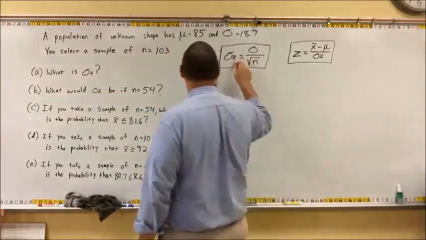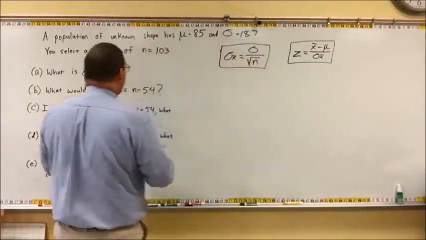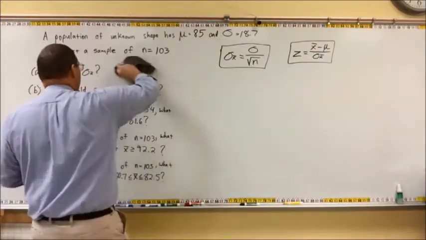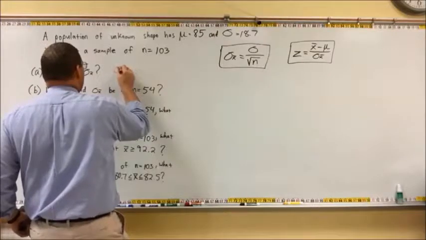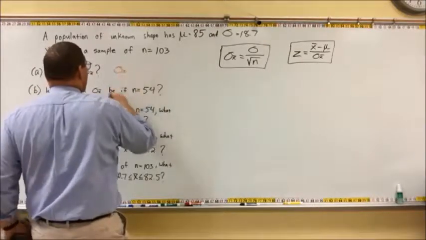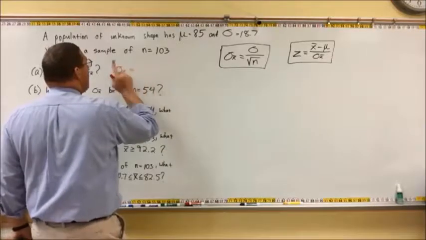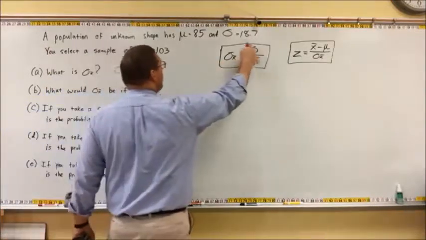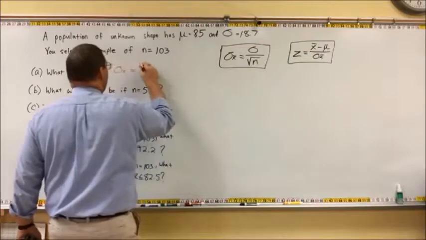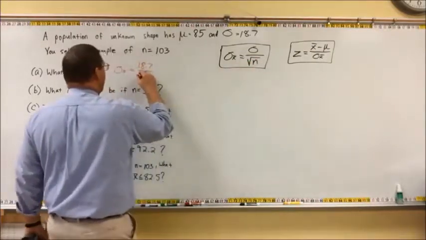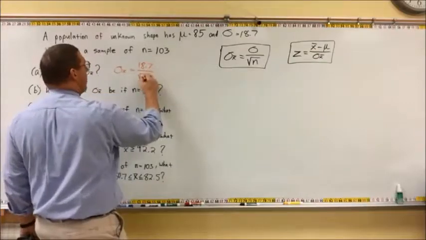Well, we're going to use our standard error formula here. Standard error, sigma sub x bar. Okay, so our standard error is going to be equal to the population standard deviation, which is 18.7, divided by the square root of the sample size, the square root of 103.